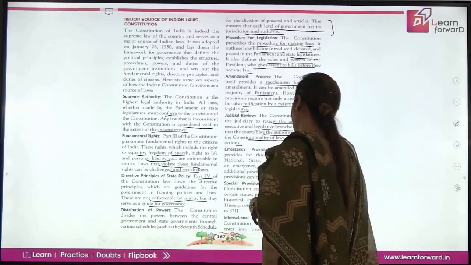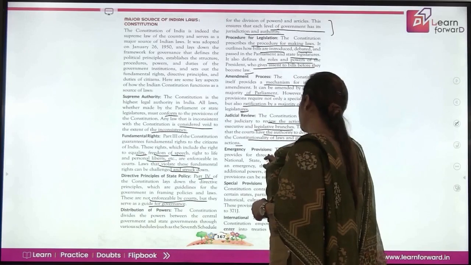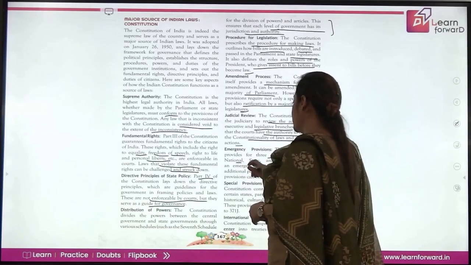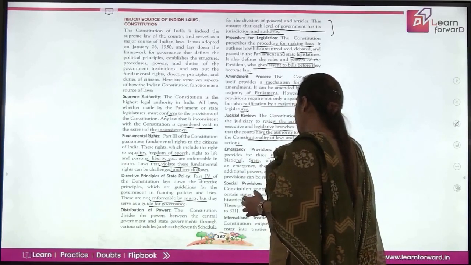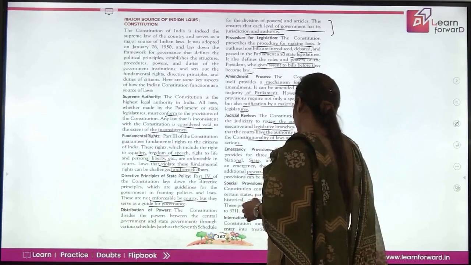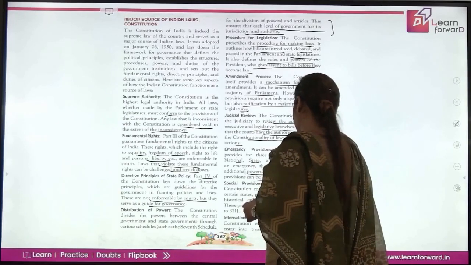Then is the emergency provision जो कि इसमें मेंशन है. 3 टाइप्स ऑफ इमरजेंसीज होती है. नेशनल इमरजेंसी होती है, स्टेट इमरजेंसी और फाइनेंशियल इमरजेंसी. जब इमरजेंसी होती है गवर्नमेंट को एडिशनल पावर्स मिल जाती हैं and certain constitutional provisions can be suspended और modified.